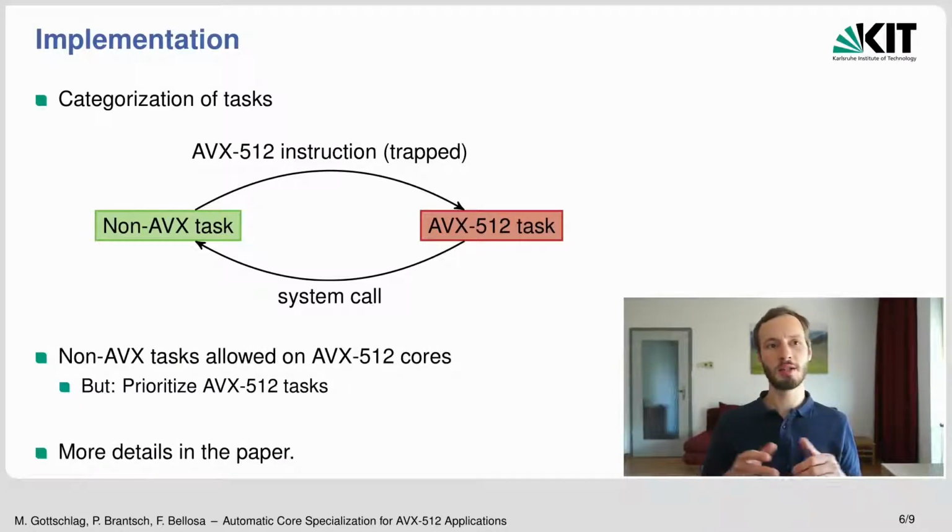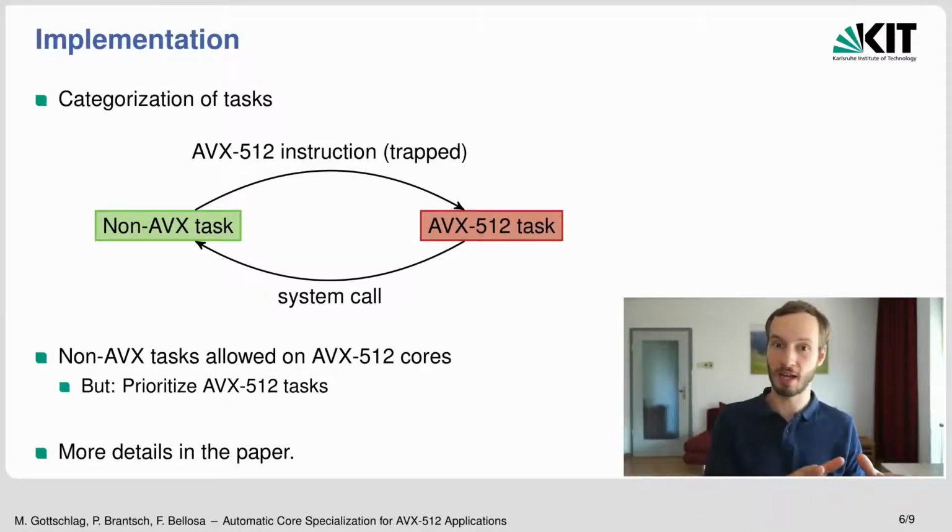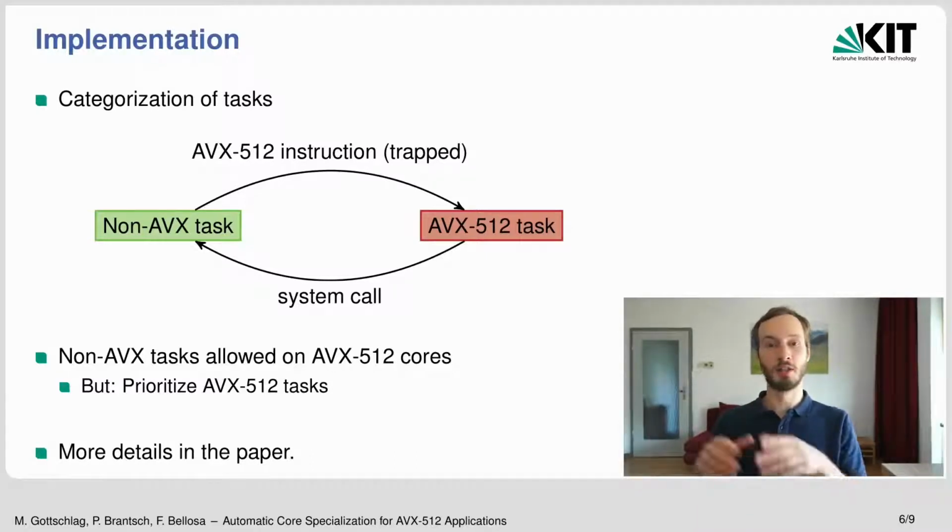Now, as I said, non-AVX cores must not execute AVX 512 tasks. Sometimes, however, AVX 512 cores may execute non-AVX tasks, but only if they would otherwise be idle, so mainly in order to improve CPU utilization. So basically we implement static prioritization of AVX 512 tasks on those cores.